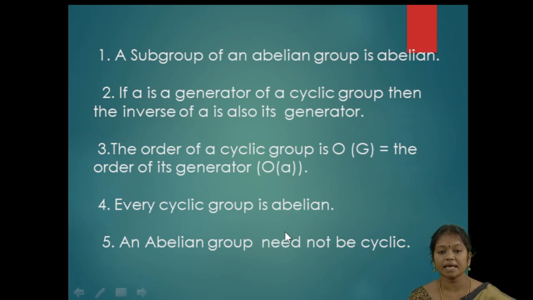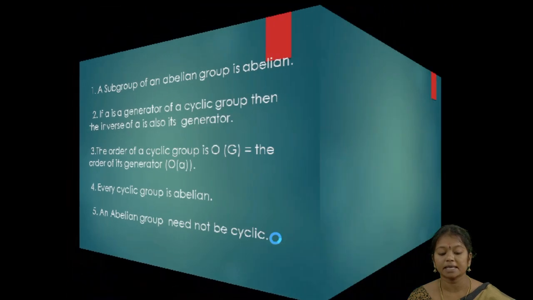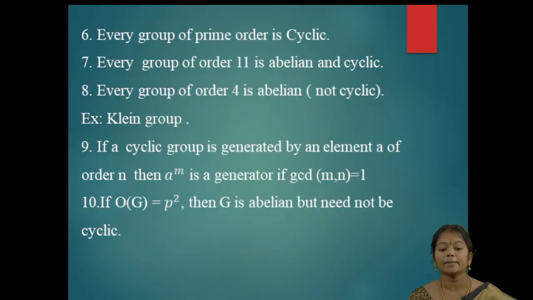Next, every cyclic group is abelian, but an abelian group need not be cyclic. It's a universal truth. Every group of prime order is cyclic. It's a very important concept. In case your group order is 3, 5, 7 like this, immediately we can say the group is cyclic.